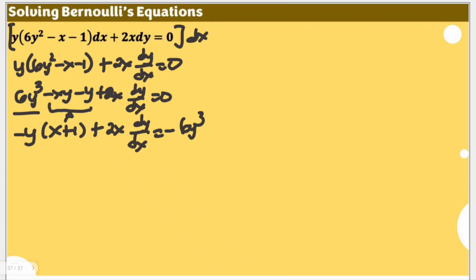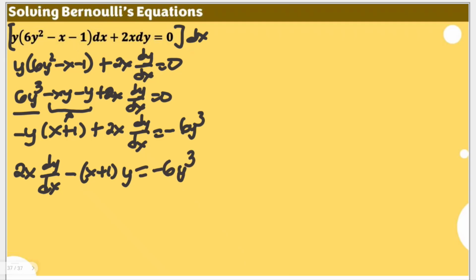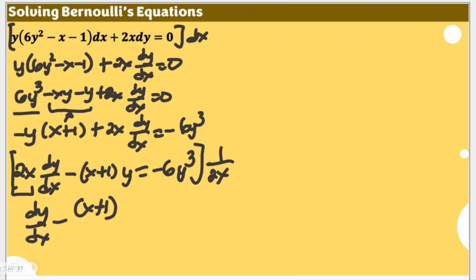Rearranging all of these terms, you will have 2x dy over dx, to get the standard form, minus x plus 1 times y, is equal to negative 6y cubed. To finish this, the standard form of the Bernoulli equation is where the coefficient of the first term is equal to 1. So let's multiply both sides by 1 over 2x. So dy over dx is minus x plus 1 over 2x y, if I'm correct, and then equal to negative 3 over x y cubed. 6 divided by 2 is 3, negative 3, that's correct.